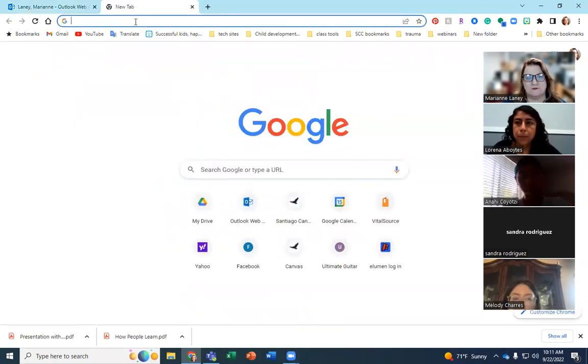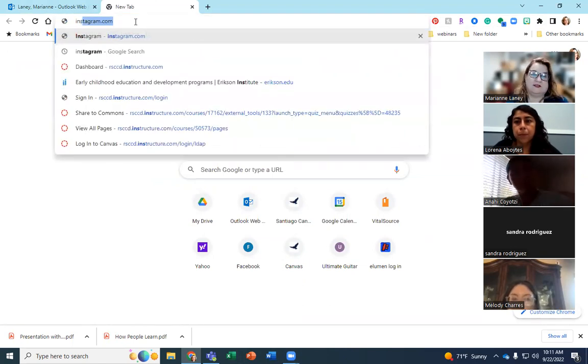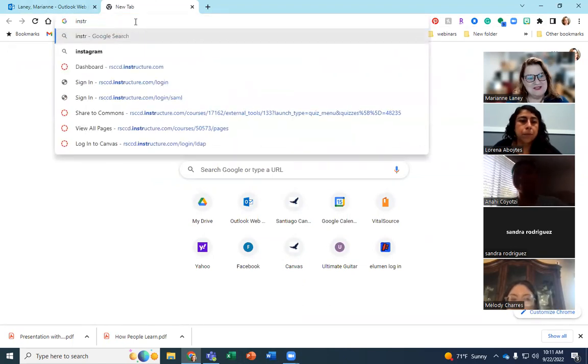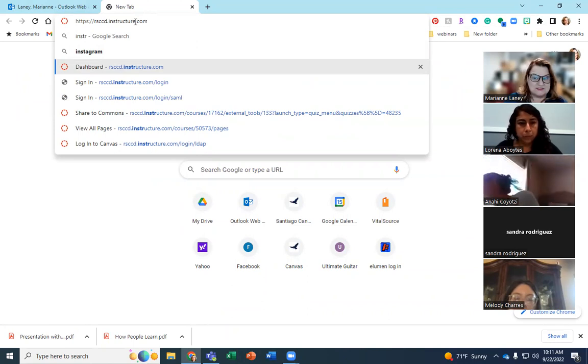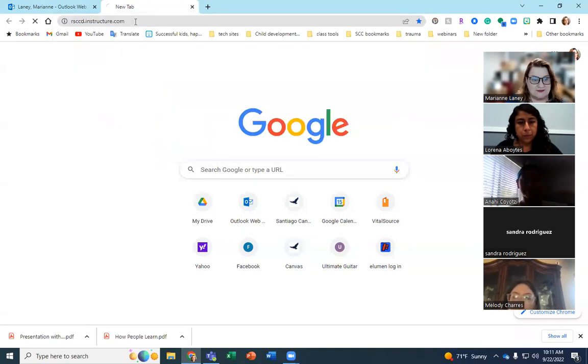Once you've been in Canvas once, you can type in Instructure, and it shows up first. You'll get this vanity URL, which is rsccd.instructure.com. If you're in a different district, you might get a different URL, like my friends in San Jacinto, msjc.instructure.com. Just know that Instructure is the company that owns and hosts Canvas.